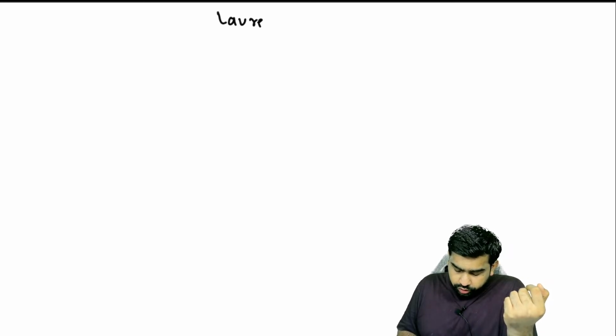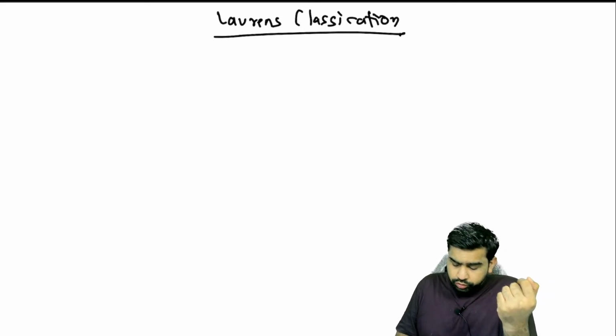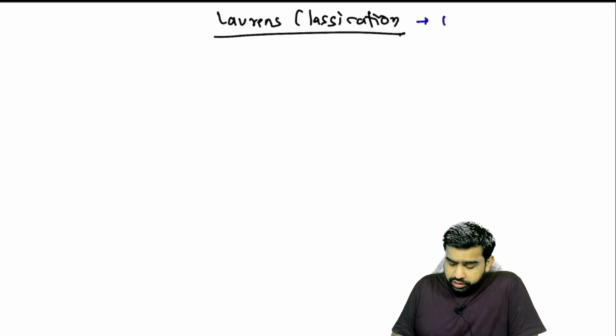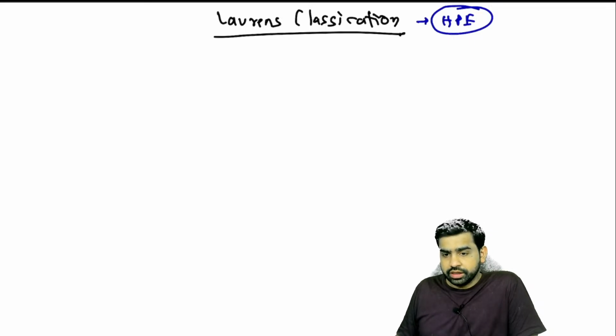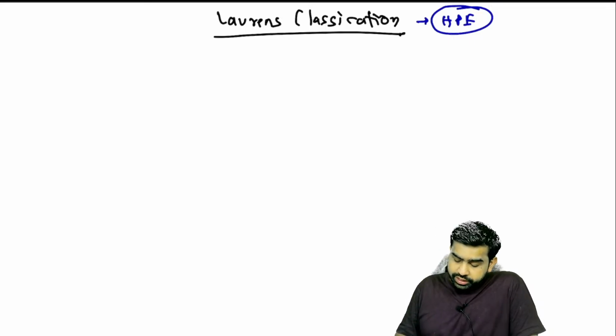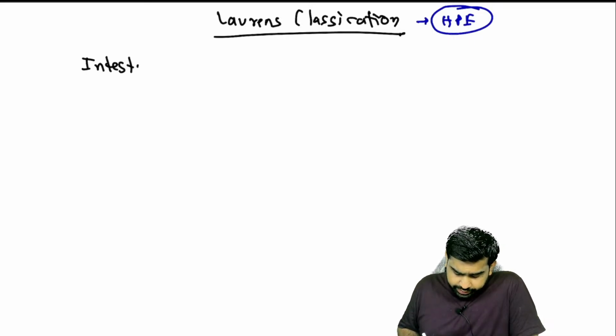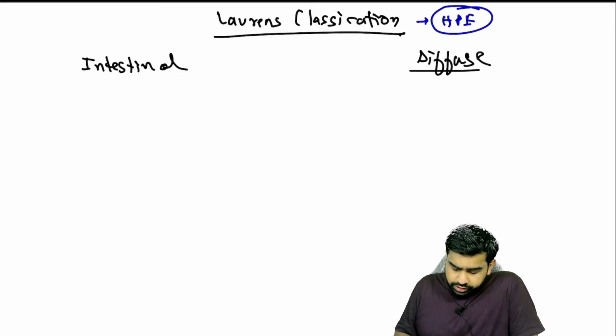Now, one classification which you should know is the Lawrence classification. What is this Lawrence classification for the gastric cancer? What you need to understand over here is that this is a histopathological kind of classification. Based on the histopathology, you get this Lawrence classification. This Lawrence classification divides the gastric cancer into the intestinal and the diffuse variety.